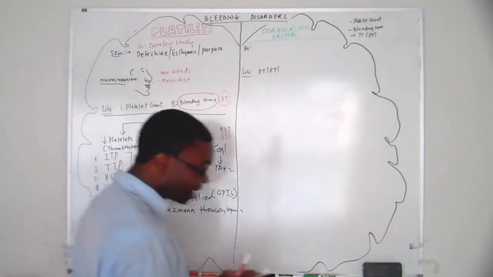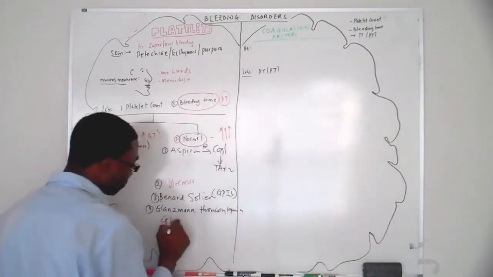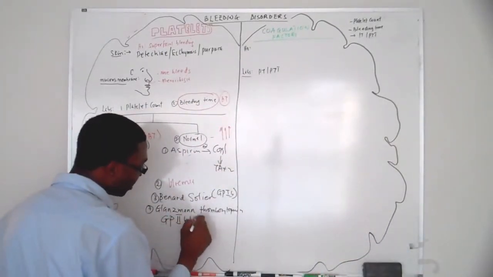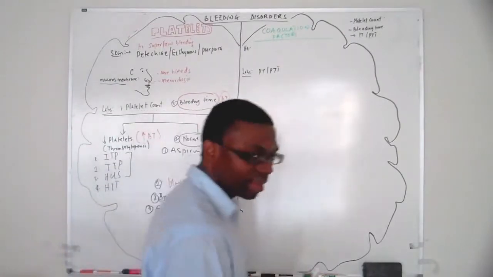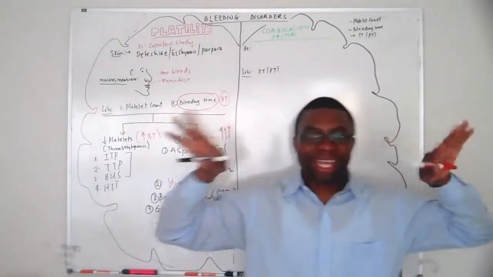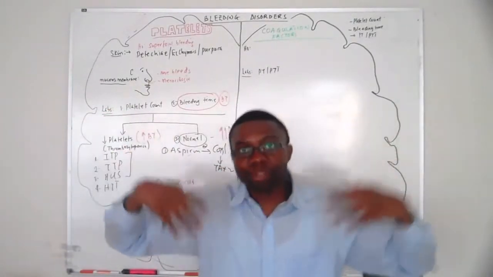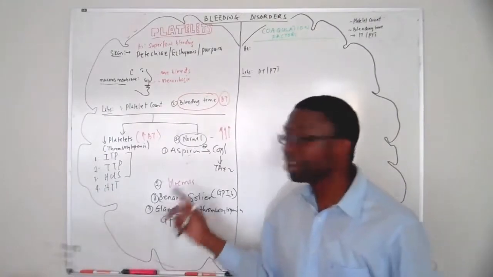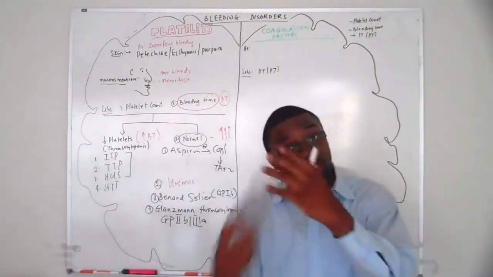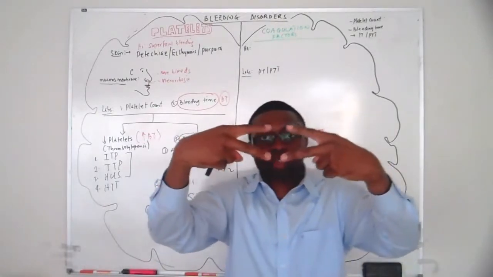Right? Glanzmann is going to be a deficiency in glycoprotein 2B3A. That's the same glycoprotein I told you about that needs to cause platelet aggregation. If you have a deficiency, remember, if the platelets cannot come together, you're still going to keep bleeding. You need those two in between the fibrinogen to hold them together.